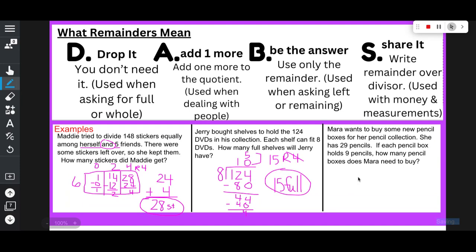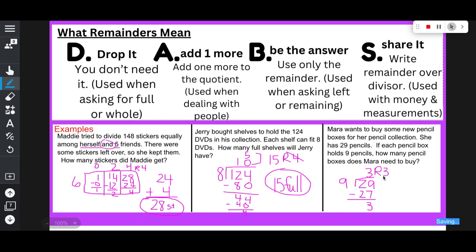Mara wants to buy some new pencil boxes for her pencil collection. She has 29 pencils. If each box holds 9, how many boxes does Mara need to buy? 9 goes into 29 3 times. 3 times 9 is 27. We subtract it out. We get 3 left over.